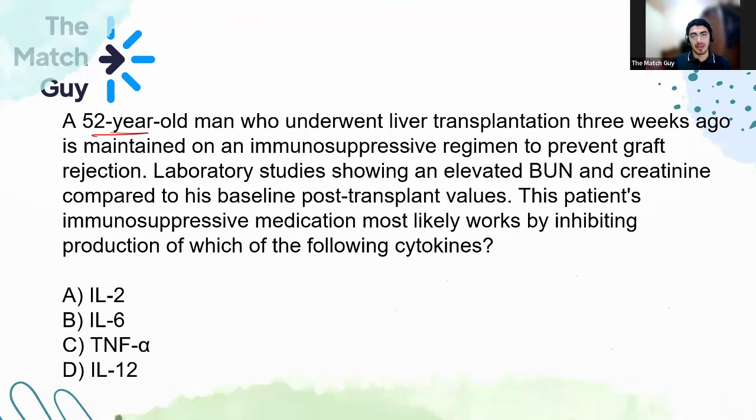A 52-year-old man who underwent liver transplantation 3 weeks ago is maintained on an immunosuppressive regimen to prevent graft rejection. Lab studies show an elevated BUN and creatinine compared to his baseline post-transplant values. This patient's immunosuppressive medication most likely works via inhibition of which of the following cytokines?